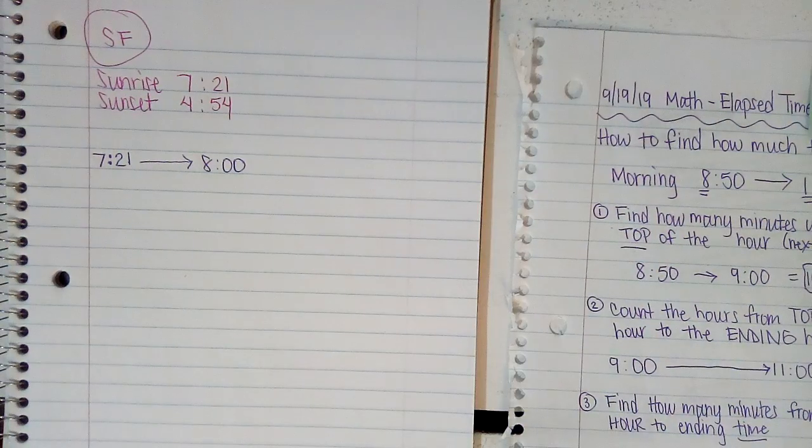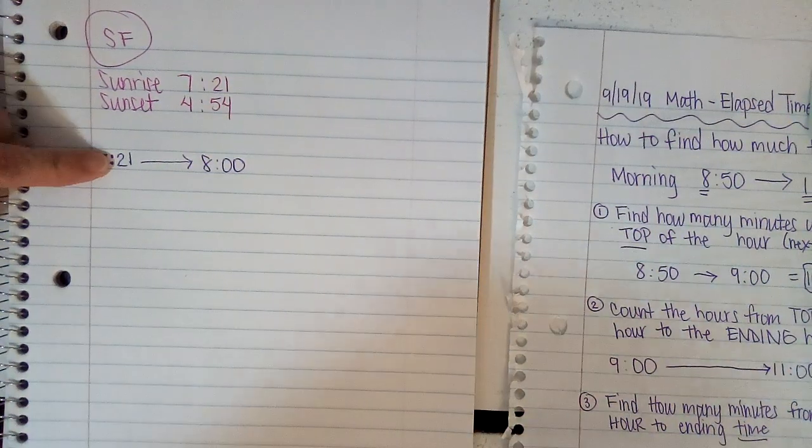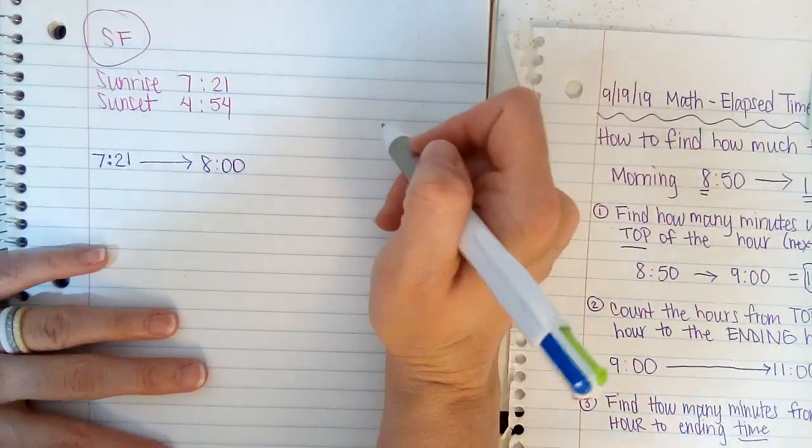So if we know that it's 7:21 right now, that looks like this. Let me just draw a quick clock for you.